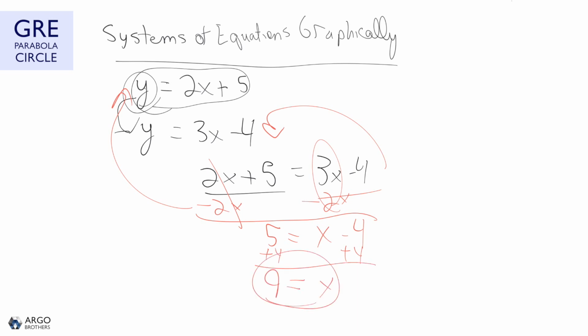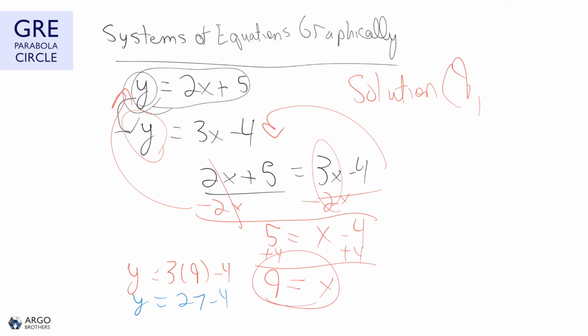X equals 9 is part of the solution to this system of linear equations. Now we need the y value. Let's plug that 9 into either equation. How about the second one? So we have y equals 3 times 9 minus 4. Well, 3 times 9 is 27, minus 4, so y equals 23. And so the solution set is 9 comma 23. And you can check and see that that works.